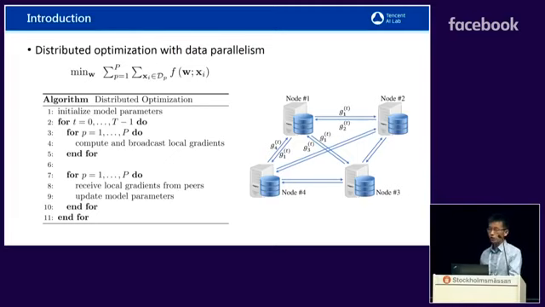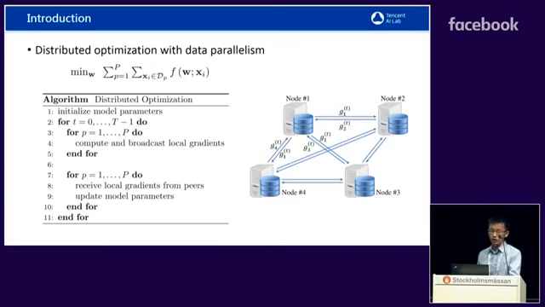A common setting for distributed optimization is that we use data parallelism. In this setting, the dataset is divided into multiple subsets and then distributed, stored at multiple nodes or workers. Each worker then keeps a full copy of the model parameters so that for any input, each worker can independently compute its corresponding gradient.